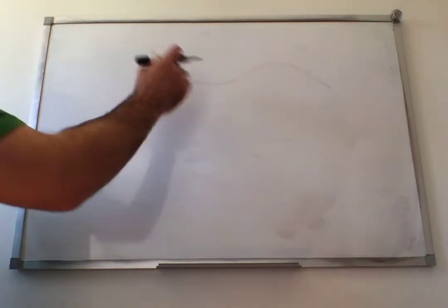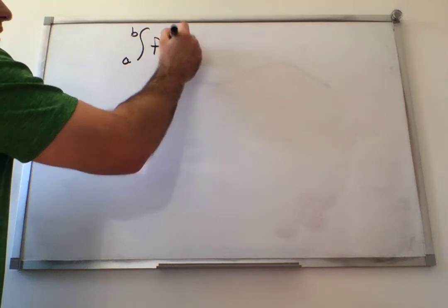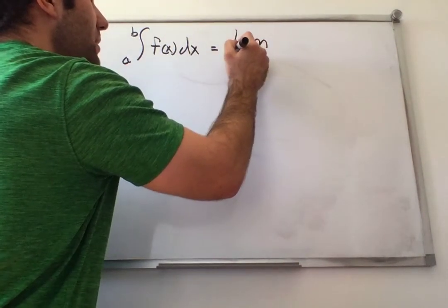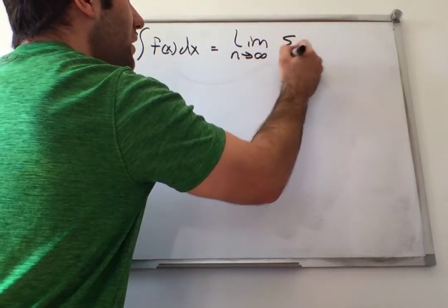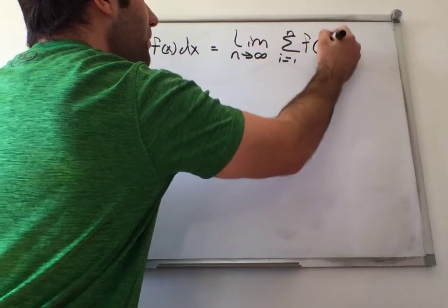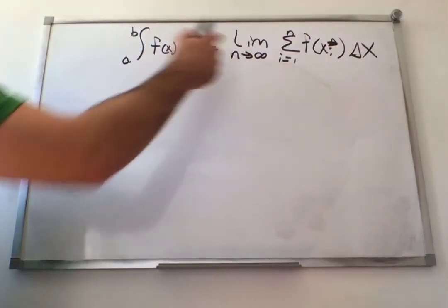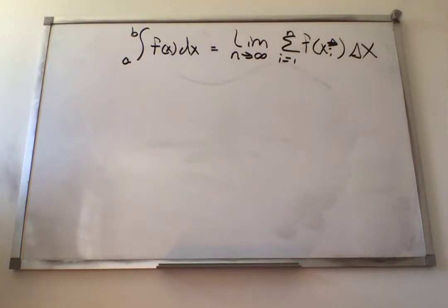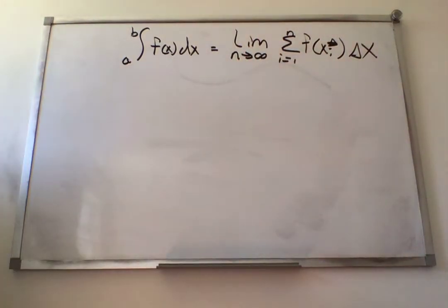If you recall the definition of the integral, the integral from a to b of f of x dx is equal to a limit. The limit as n goes to infinity of the sum i equals 1 to n of f of xi star delta x. You see it's a limit, so this limit must exist. Not only that, for any choice of our sample points, we should get the same result.